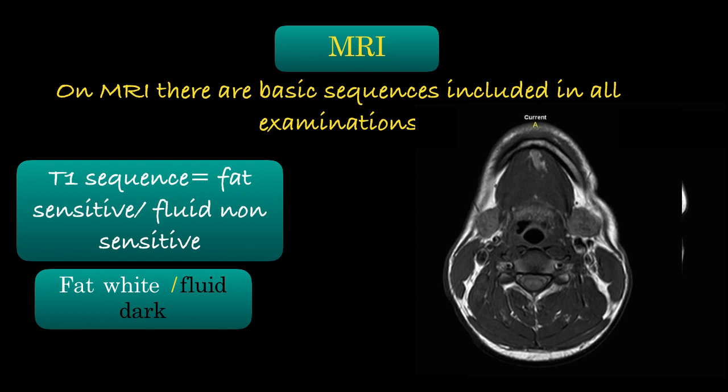Okay, this is another picture. Let's look at the buccal pad of fat, the occipital fat, and cerebrospinal fluid. Again, we'll find that the buccal pad of fat is white in color, the occipital fat is white, while the cerebrospinal fluid is dark. This means that this is a T1 sequence. And here we can see the submandibular salivary glands.